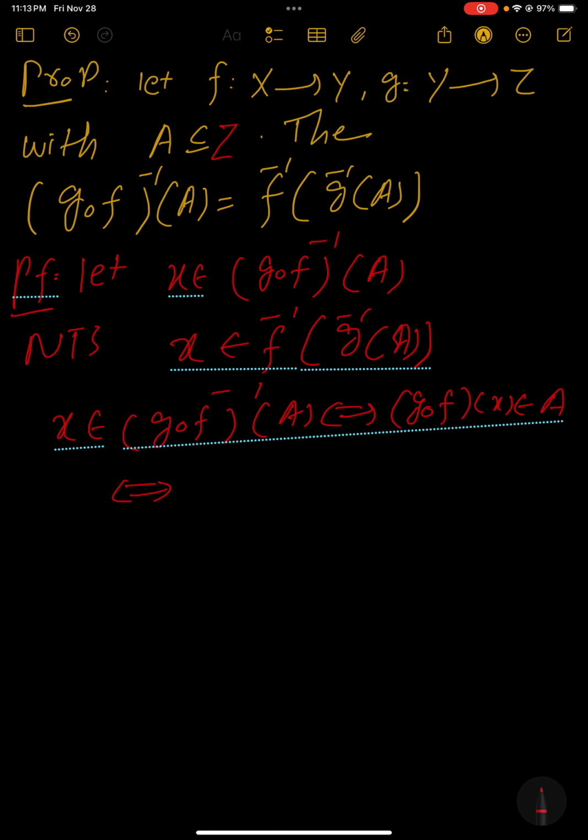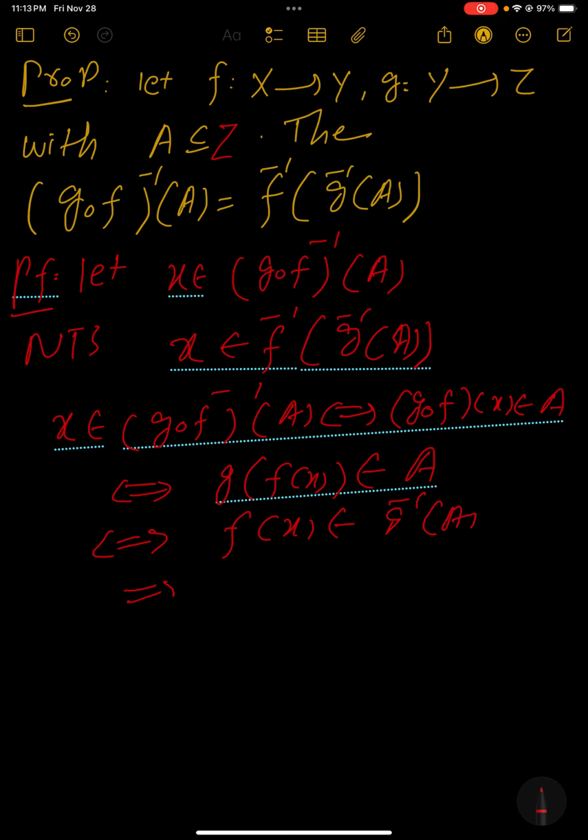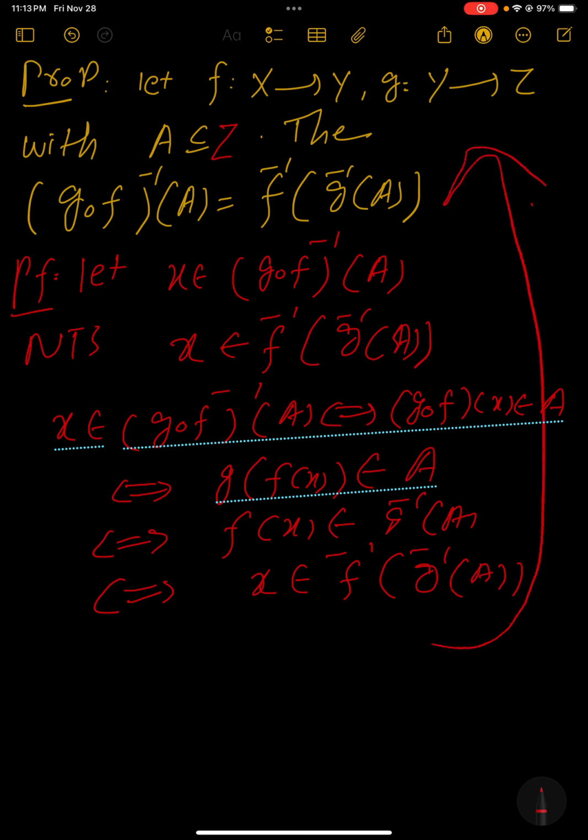Now what does this mean? This means that g of f of x belongs to A. Now again, what does this mean? This means that f of x belongs to g inverse of A. Again from here, what can I say? x belongs to f inverse of g inverse of A. And that's what we proved. Very easy.